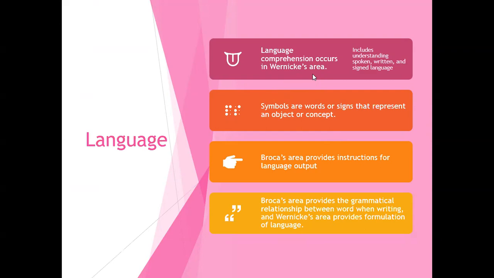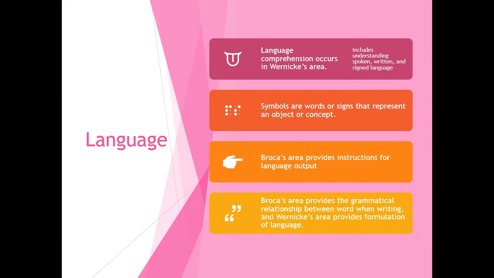Language comprehension occurs in Wernicke's area, and that includes understanding spoken, written, and signed language. So sign language is a form of language, and it is processed in the same areas as verbal language. And written language is a form of language, and it's processed in the same areas as verbal language. So all of our language skills are processed in the same areas of the brain.